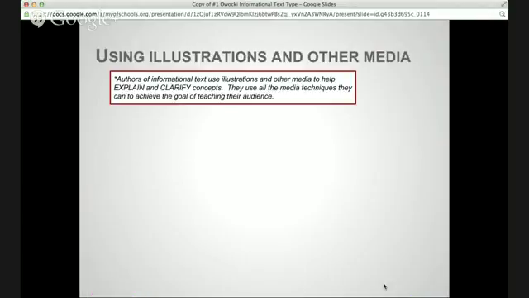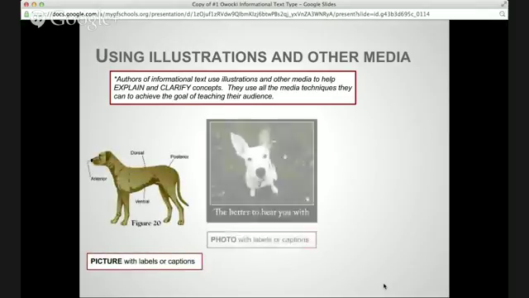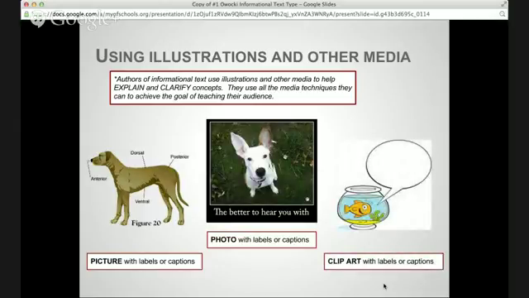The last piece that's really, really specific to informational text type is the use of illustrations and other media. And remember, in our reading of informational text types, we will notice and we will talk about how the author is trying to explain and clarify through the illustrations and the media. He's trying to explain the concepts and clarify those concepts for that goal of really teaching the audience what he or she wants them to learn.